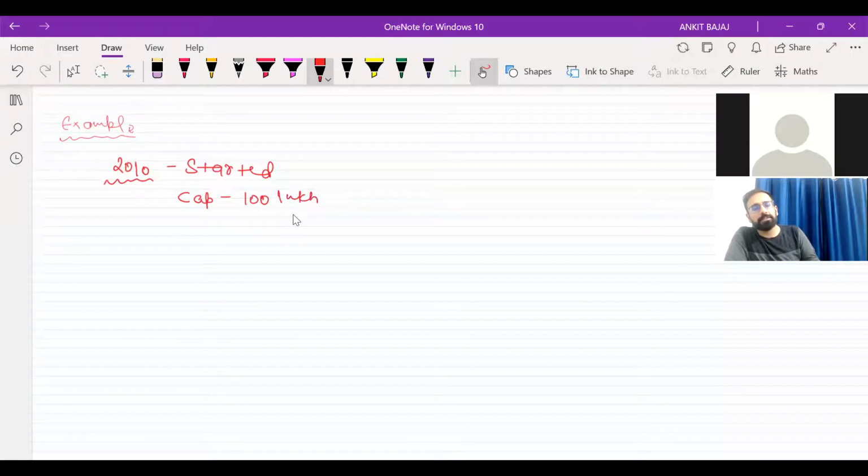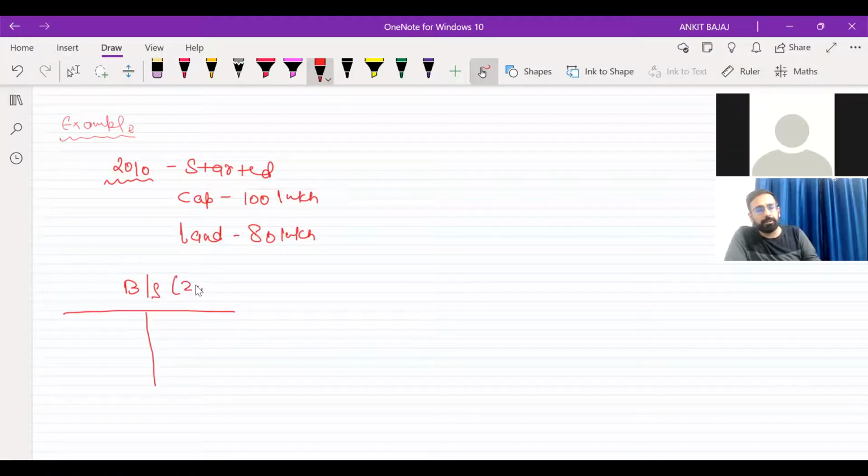Right? And from this capital, you're buying land for your business. So let's suppose you have purchased land of 80 lakh rupees for your business, and the remaining you are keeping as cash with you. So when you prepare your balance sheet, how will it look? Here is the balance sheet for the year 2010.